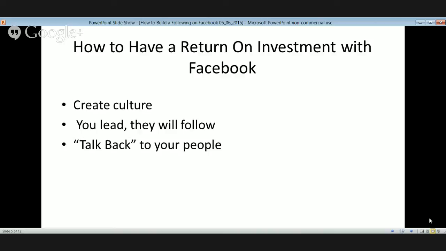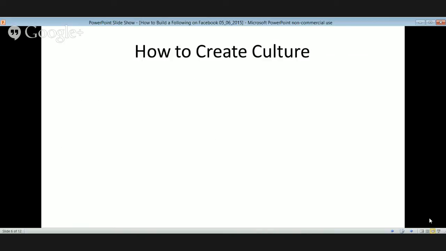Okay, let's jump forward to how to create culture. So how are we going to do that? Well, the first thing you want to do is decide what you're passionate about. Now, for you, I don't know what that is, but for me, it's helping home business owners create success, and for me doing it and then teaching other people how to do that.